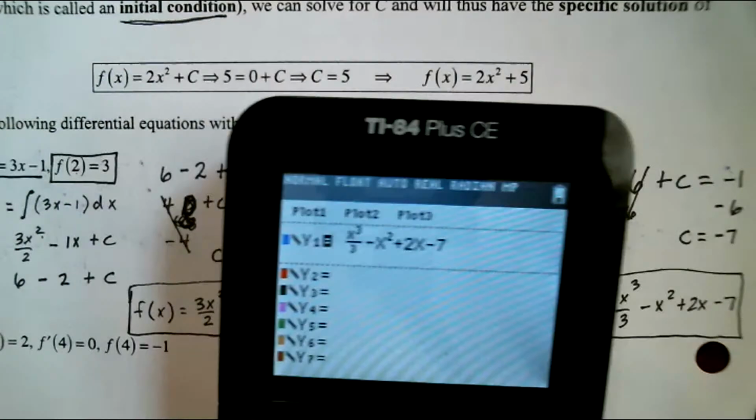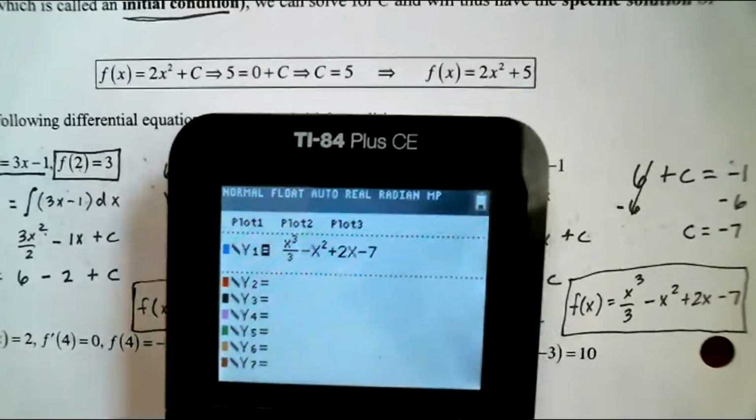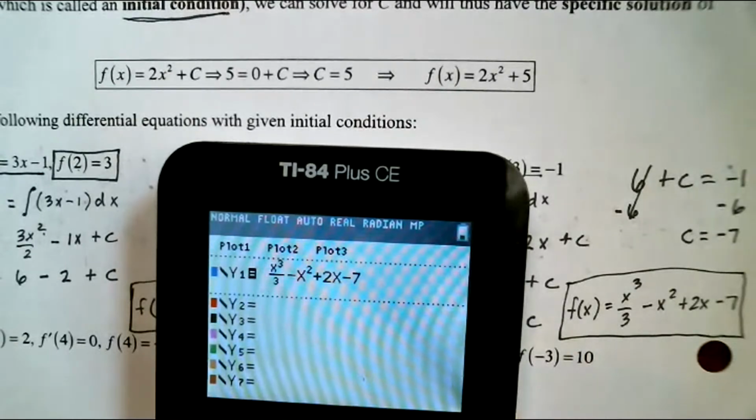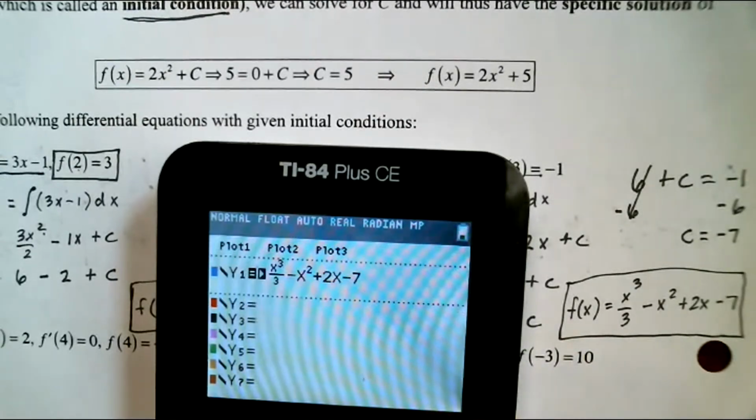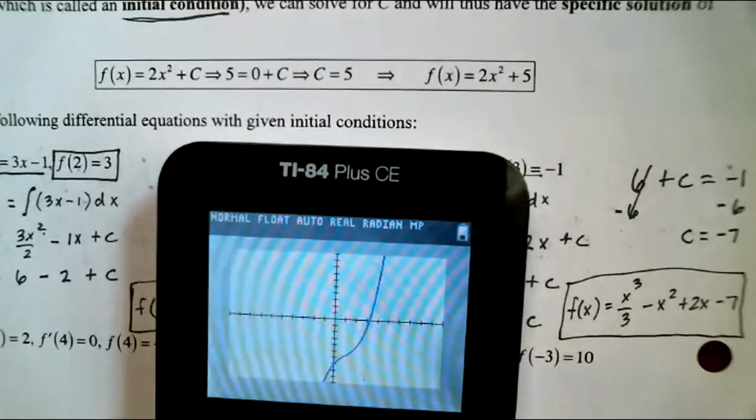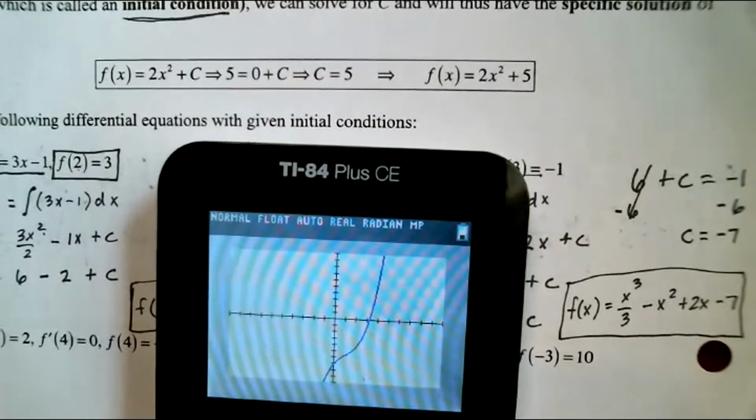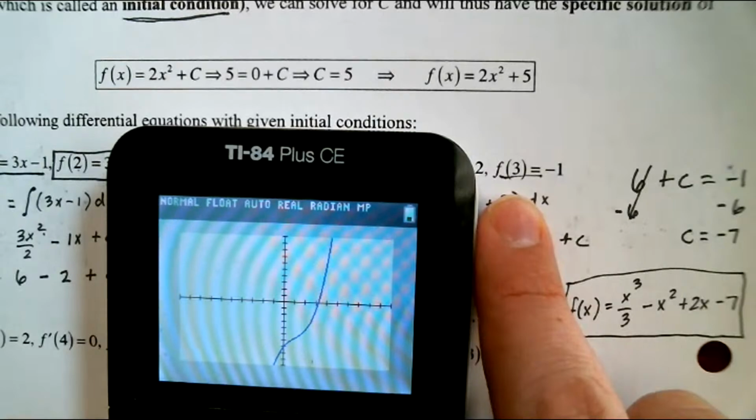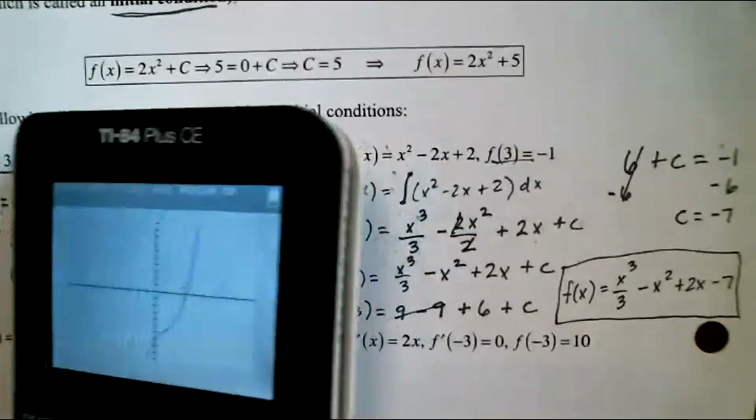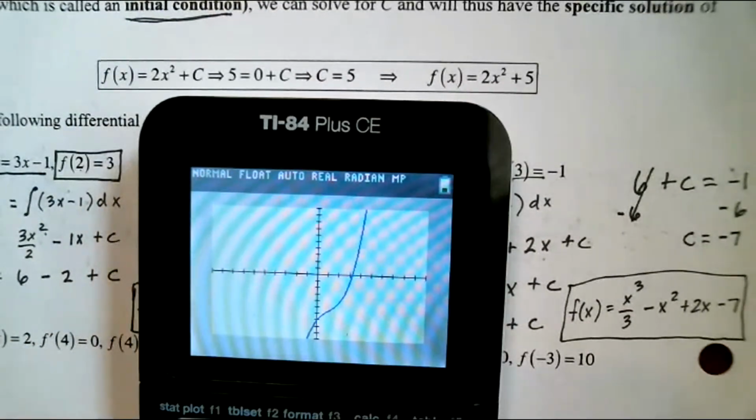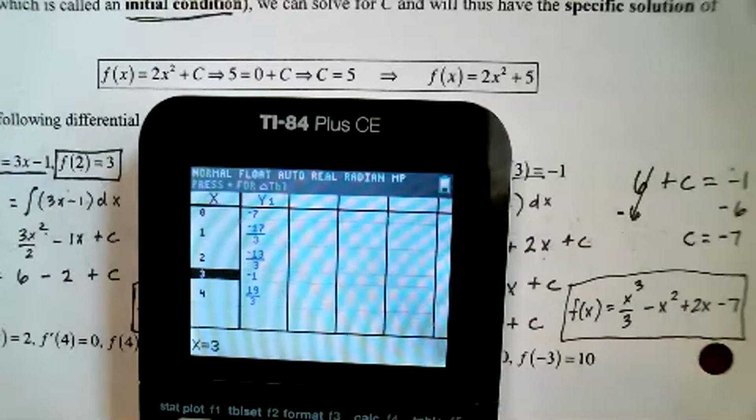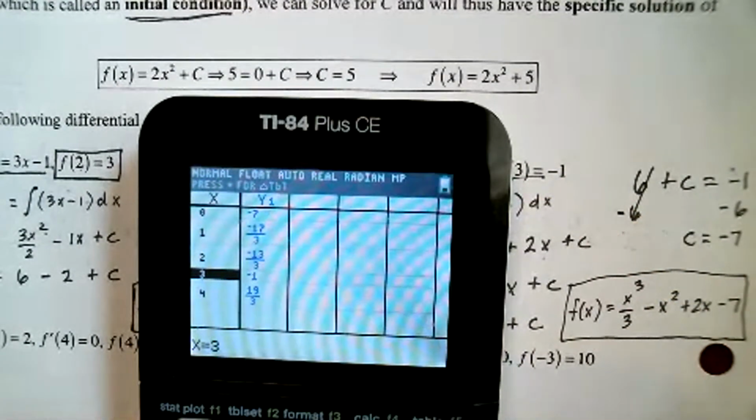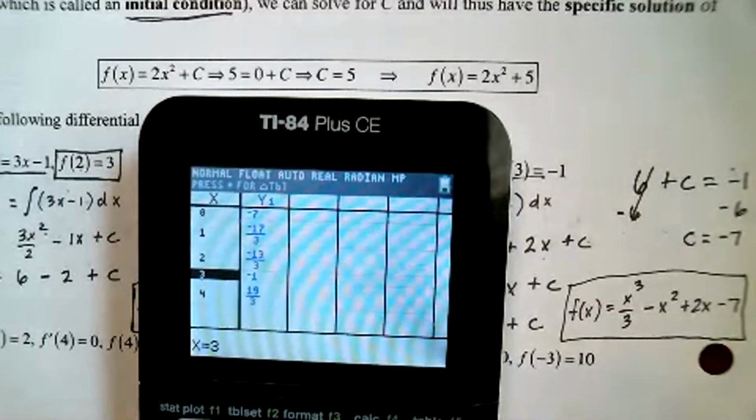Now, I have this function typed in to my calculator right here: x cubed over 3 minus x squared plus 2x minus 7. So when I graph that, I get the graph. But really what I want to be sure of is that they said f of 3 is equal to -1. So if I just went to the table here and found 3, I would be at -1. So that just reassures me that I have the right function.